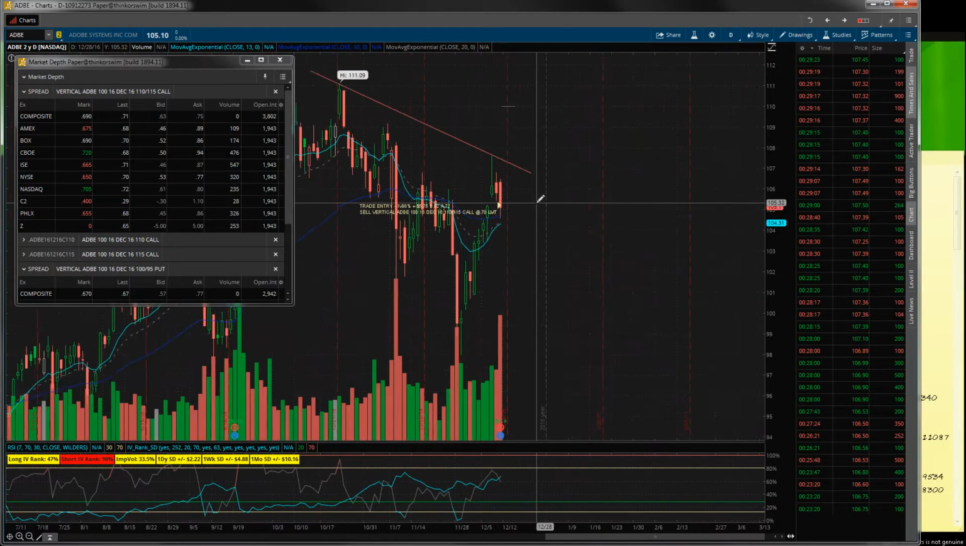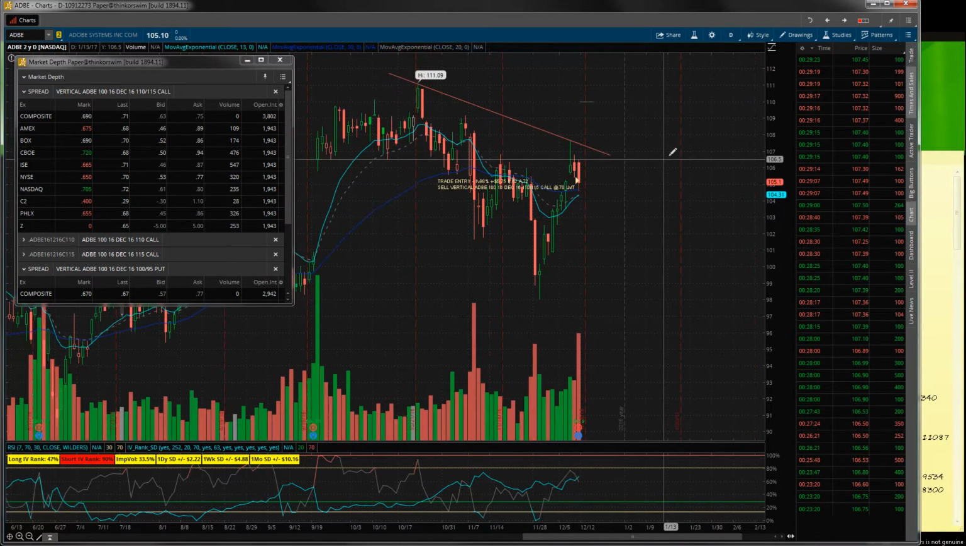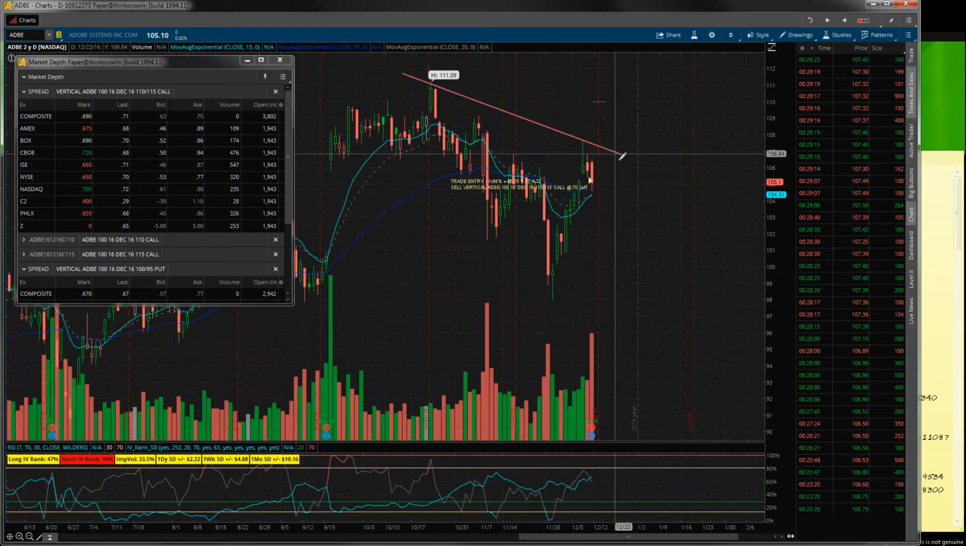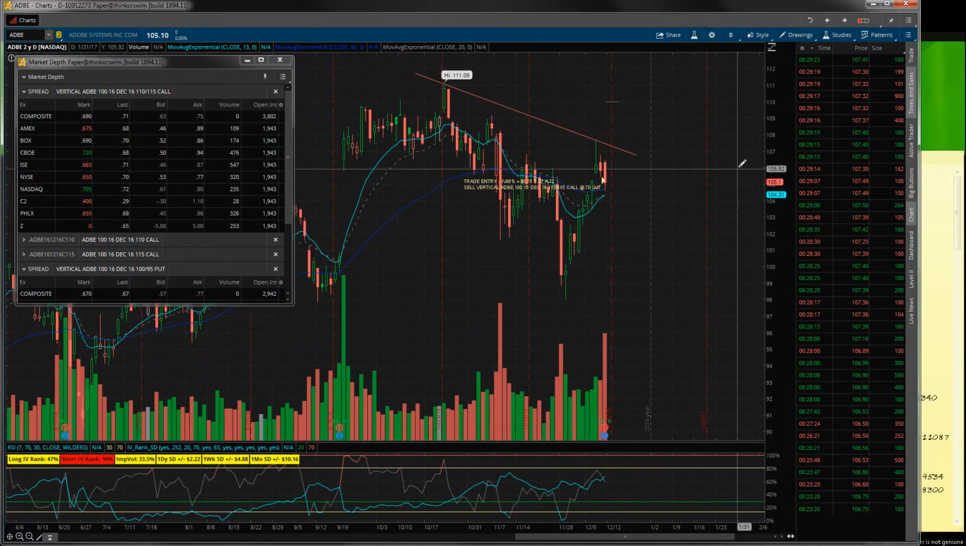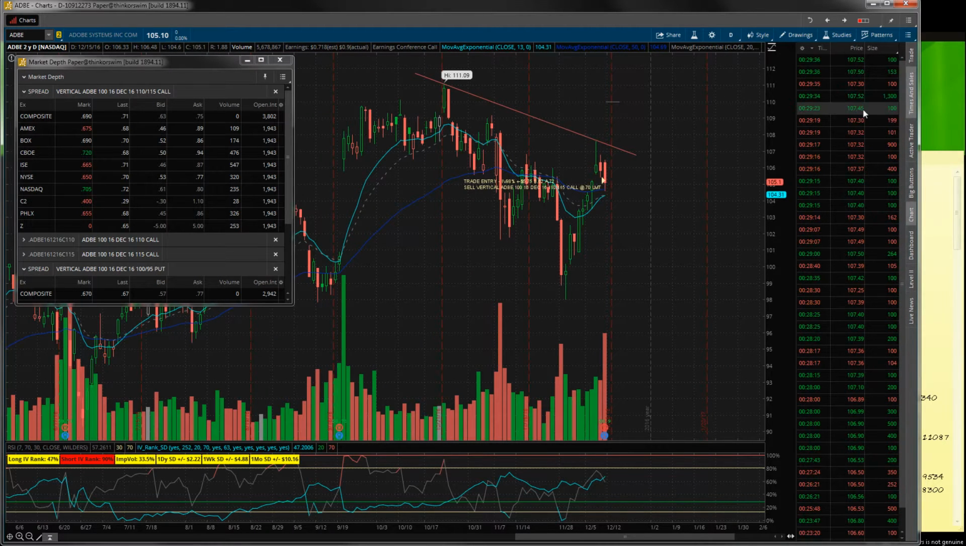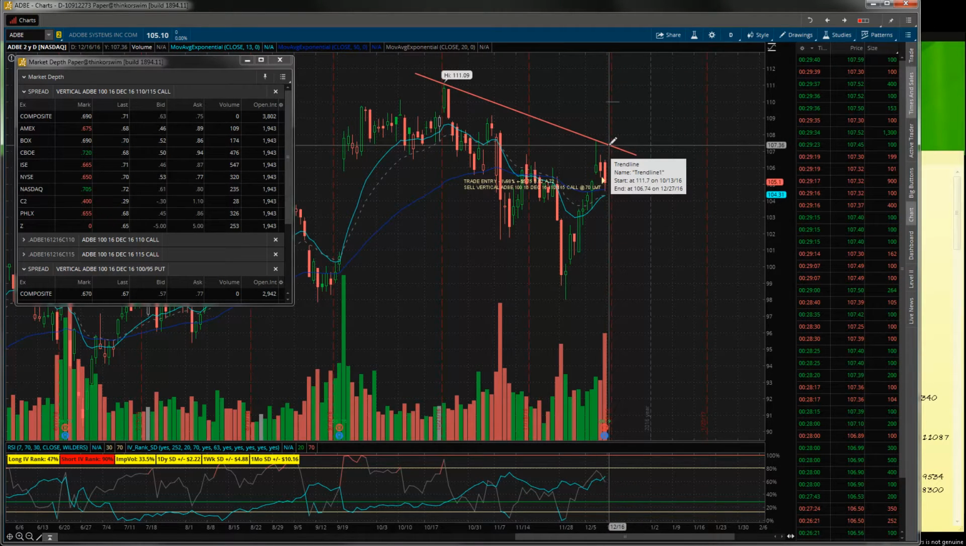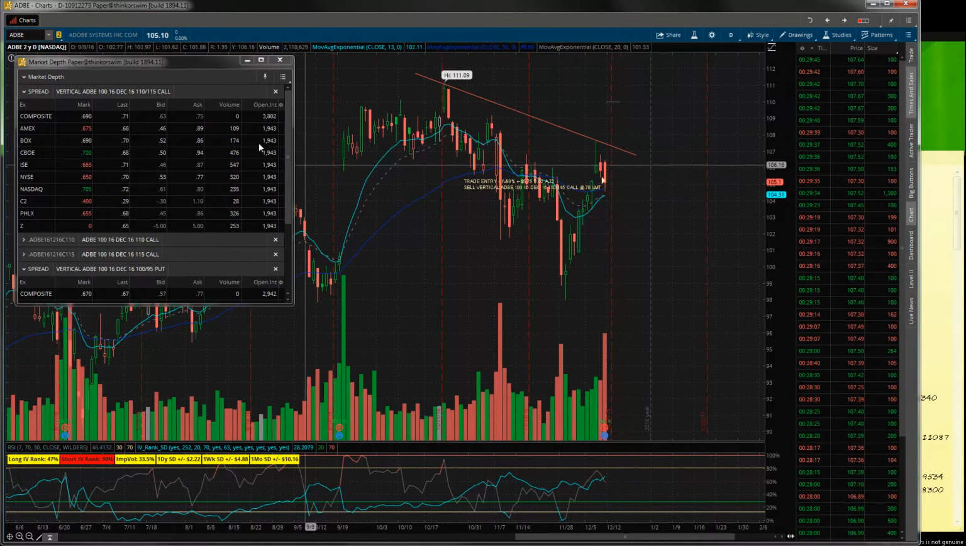Okay, so here we go. This is the ADBE opening bell, back on the daily chart here. Got some prices coming through. It is up, 107.50. It's somewhere around the trend line, just poking through. You can see my vertical that I sold at 110, 115. I sold that for 70 cents. This was the puts that I had earmarked as well for 65.